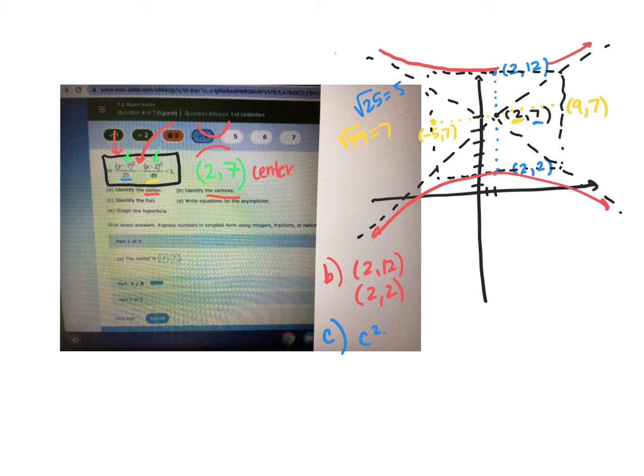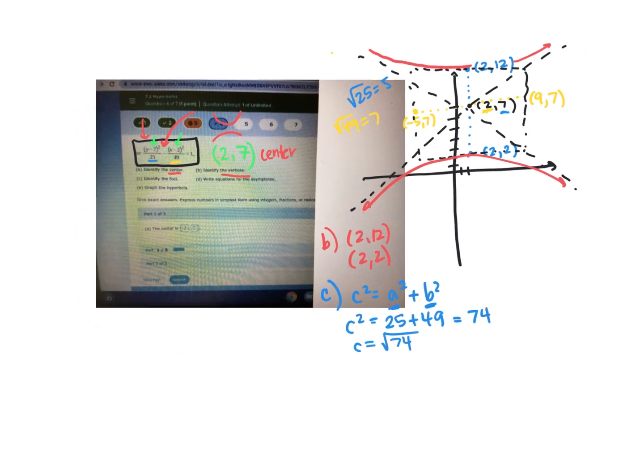So remember, the foci is found by taking, in this case, a squared plus b squared. Those are really just the bottom numbers. So we take 25 plus 49. So that's my c squared, which if we add those together, it'll be 74. So c will be the square root of 74. And I could leave it just like that.